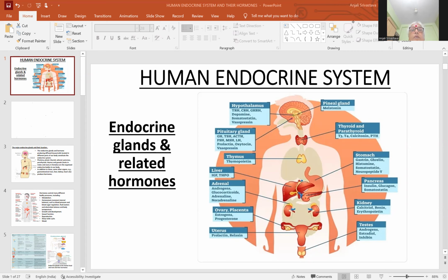First is the human endocrine system with the endocrine glands and their related hormones. Second will be the classification of hormones. Third will be the mechanism of hormone action, including the feedback mechanism. And fourth will be hormonal disorders. So altogether, four videos in a series I'll be giving to help you understand the entire endocrinological part as a major part. So let us come to today's topic, the human endocrine system.